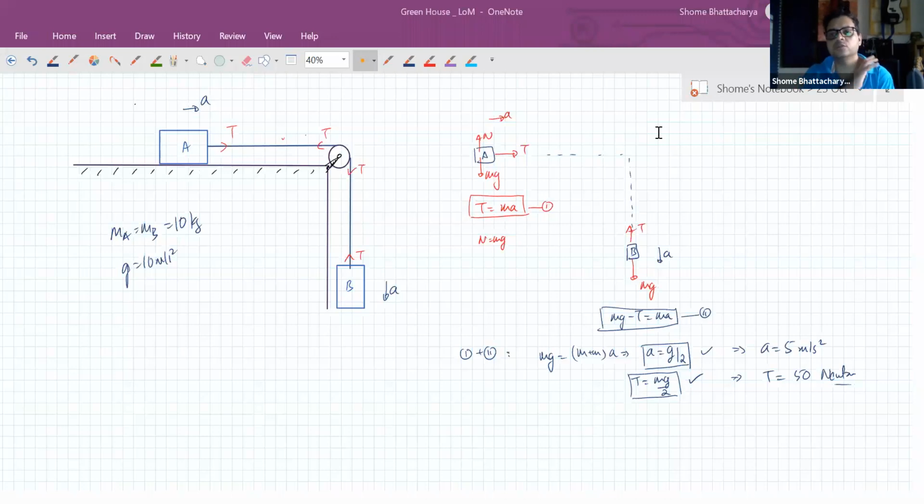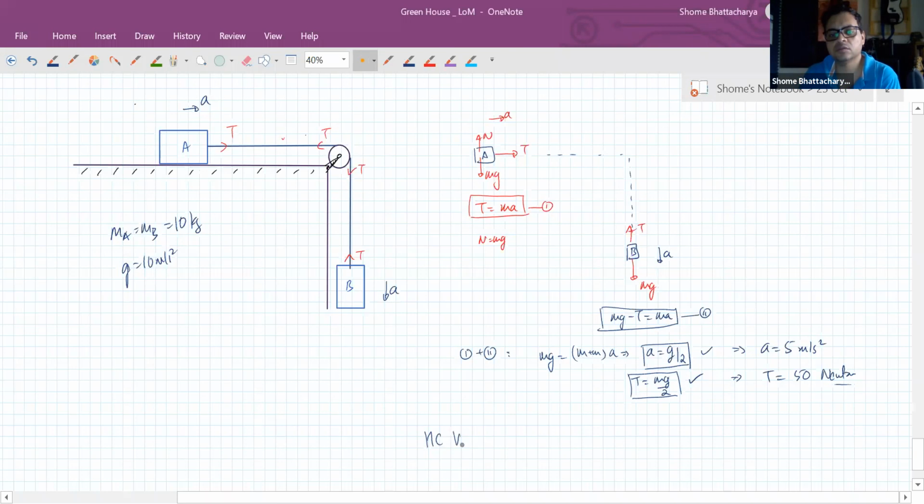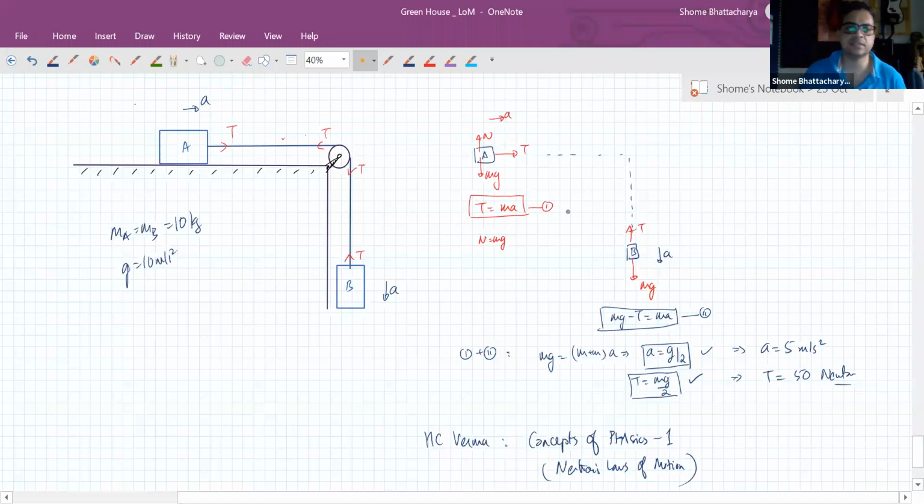You have to start doing questions from HC Verma. I will be sending you a worksheet also, but start doing questions from HC Verma even before the module. From HC Verma, Concepts of Physics, Volume 1. There is a chapter called Newton's Laws of Motion. The name of the chapter is only Newton's Laws of Motion. So start doing questions from that. You can start with the solved examples and the exercise questions.